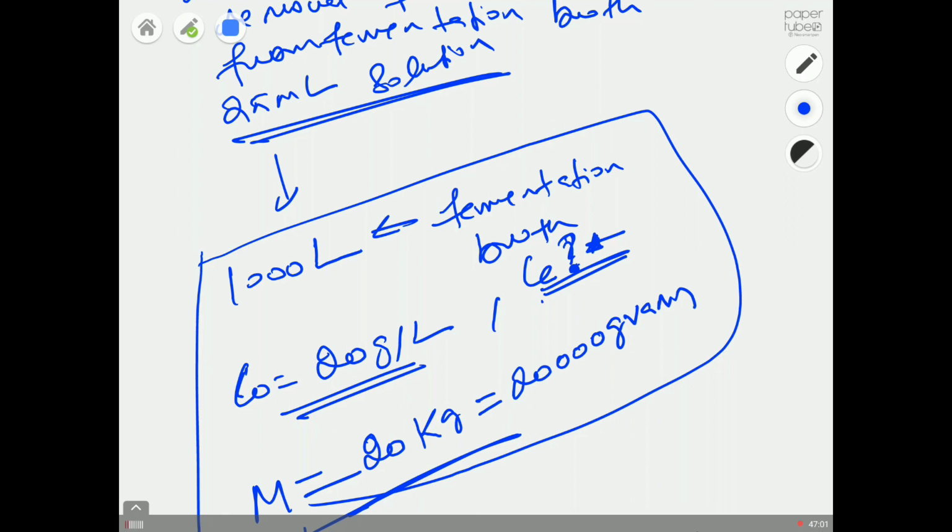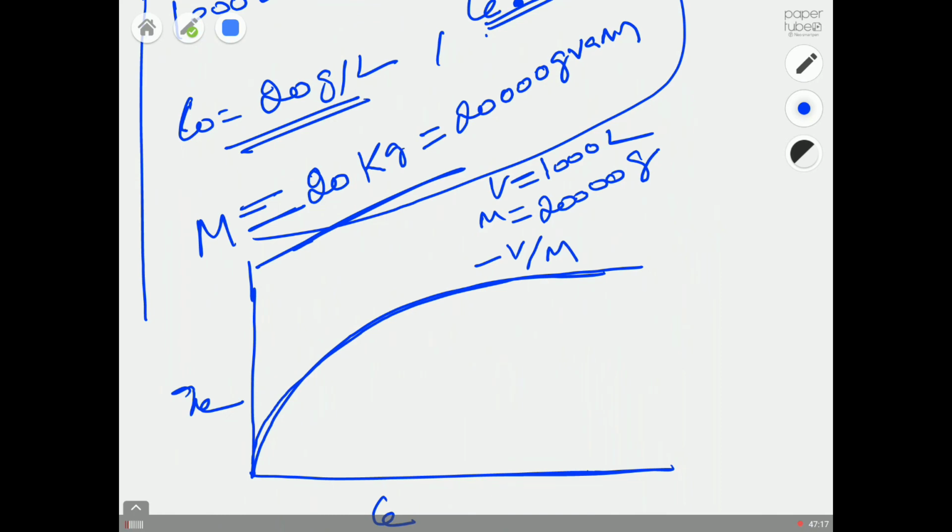So all we need to do is, we know the volume is equal to 1000 liters, and we know the mass is equal to 20,000 grams. So take the negative value of minus V by M, that should be equal to 1000 by minus 20,000. So that will be equal to minus 0.05. So what you need to do is generate a line.